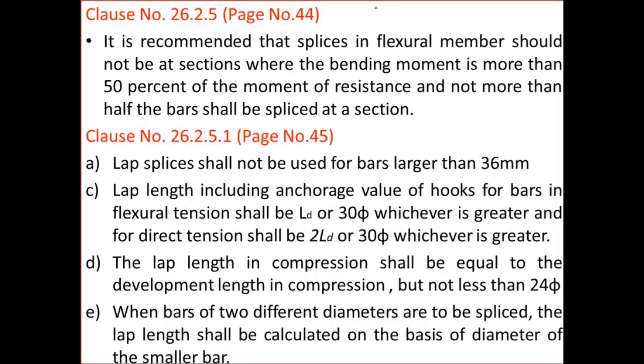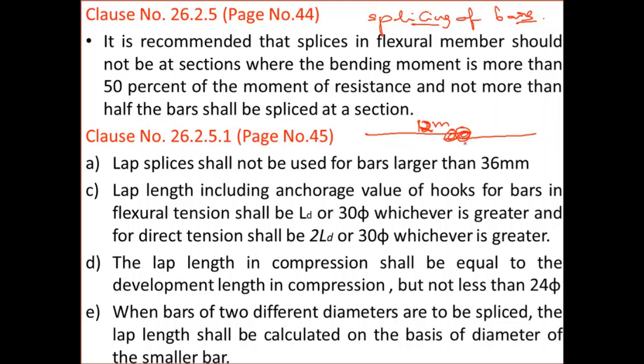Then the next clause is related to the splicing of the bars. So you know what is the purpose of splicing? Splicing is done whenever the bar length is not sufficient. Suppose the bars are manufactured to the length of 12 meters generally. But now suppose a beam is of length some 20 meters. Then what we have to do? We have to splice the bars like this.